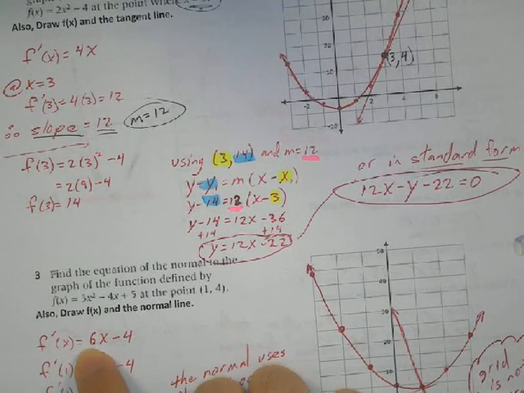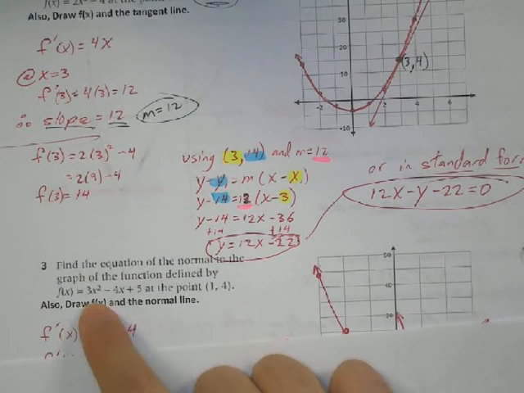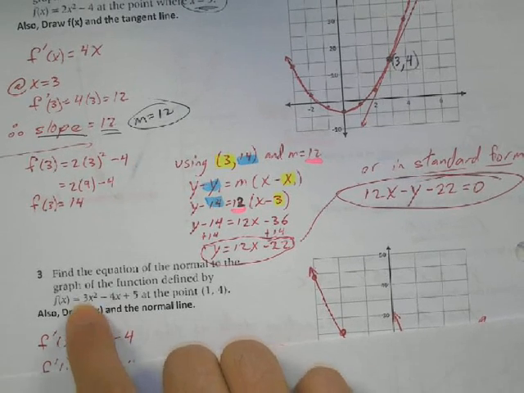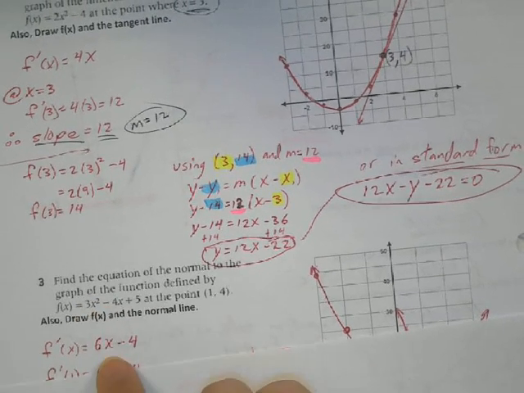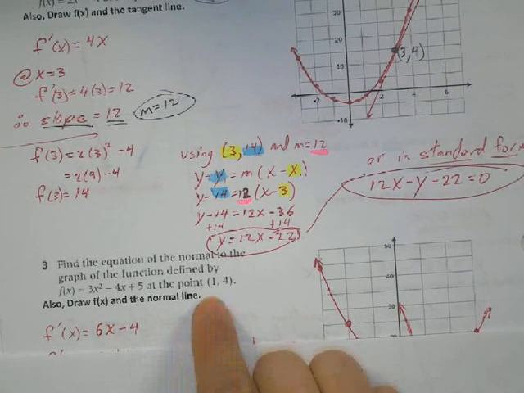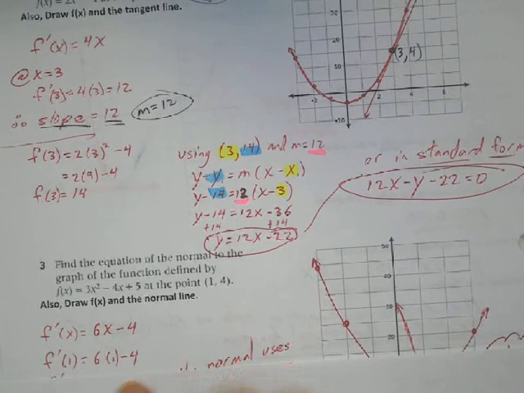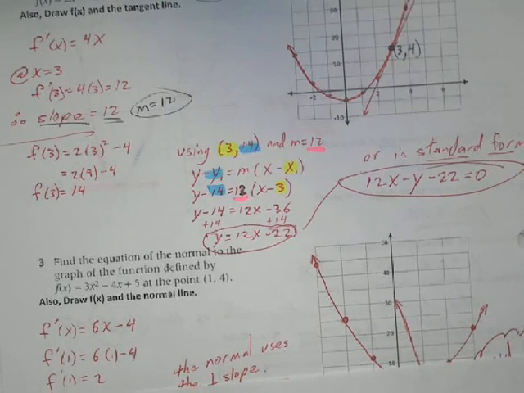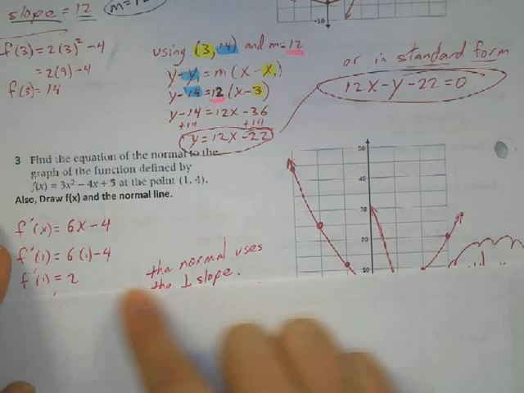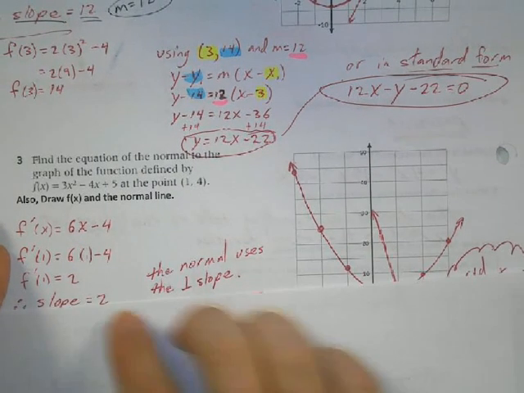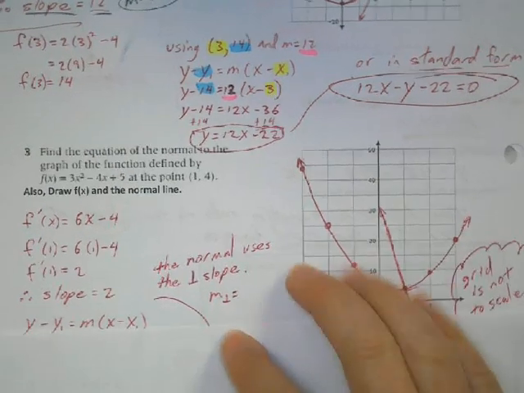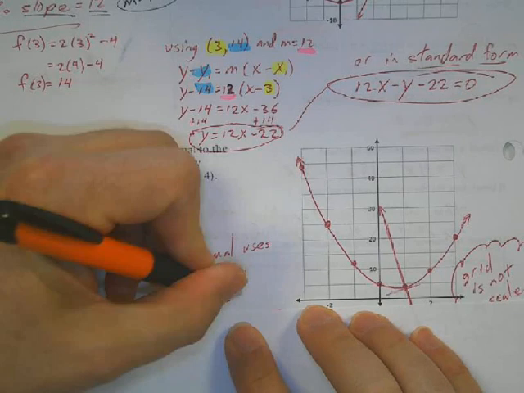So I needed to find the derivative of this. Using the power rule, the power is decreased by 1, and it gets multiplied. So the 2 times 3 gives me 6. The power decreases by 1. So there's my derivative function. I'm going to plug in 1 in place of x, and I get a slope of 2. Now you may recall that when you want to find a normal line, I need the perpendicular slope. So if my slope is 2, my perpendicular slope is going to be equal to negative 1/2.